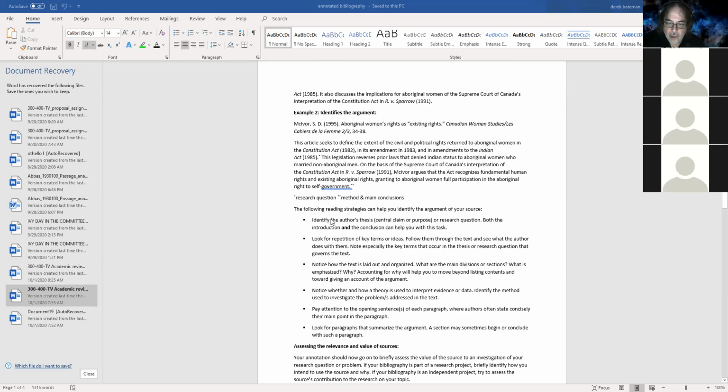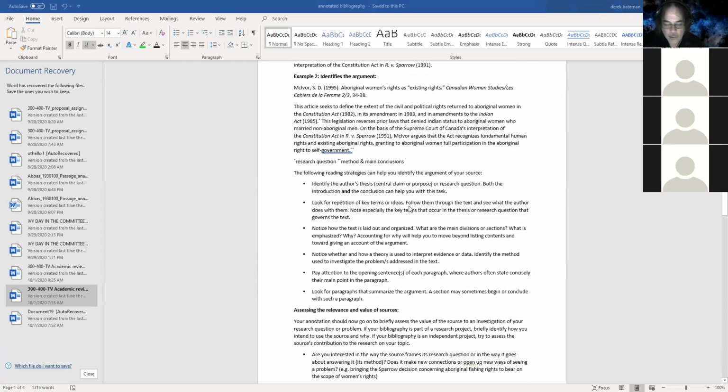Research method to conclude, the following reading strategies. I know this may seem repetitive. I can't stress these reading strategies enough. You cannot produce a research report unless you are astute at reading scholarly articles. What do you look for? Again, if it's repetitive, I apologize, but I really want to get this clear. You're identifying the author's thesis, right? Central claim or purpose, just like you develop your own thesis.